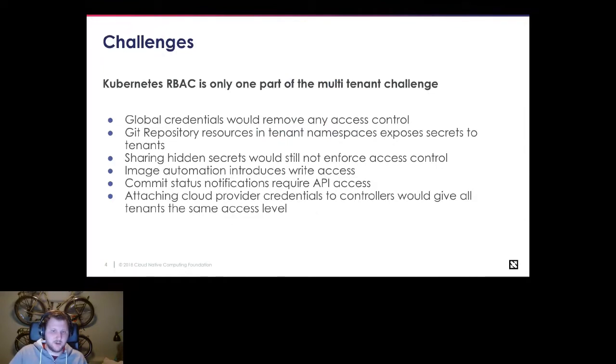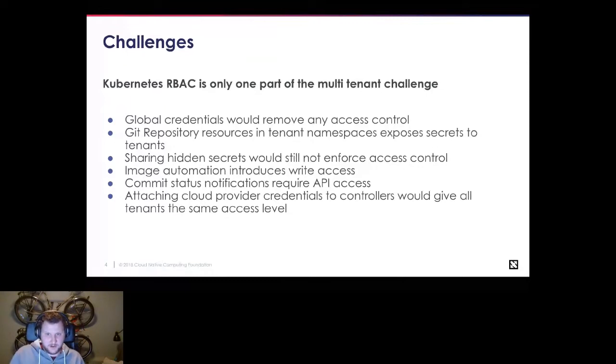The discussion so far has been around Kubernetes RBAC and how RBAC is supposed to be applied so that a team can't escalate privileges and modify resources outside of their own scope. But I think a bigger problem is really looking at how Flux interacts with both cloud providers and Git providers when it comes to how they are synchronizing their manifests from the different repositories.